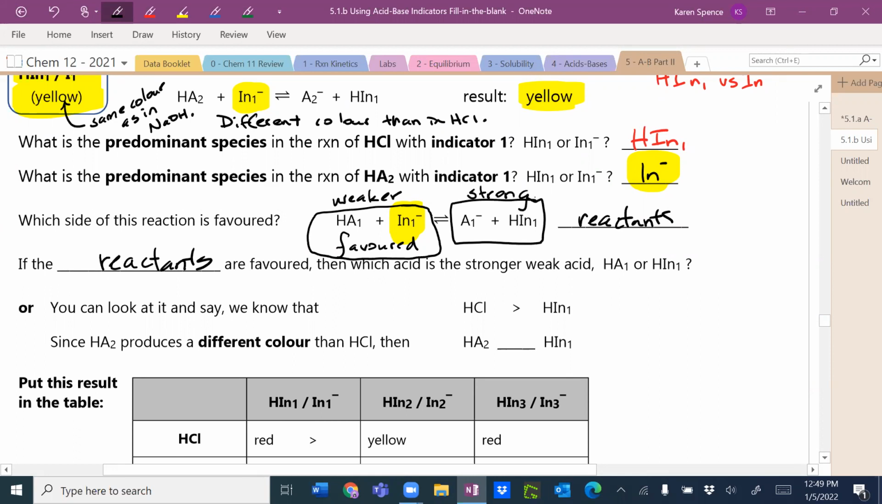Okay. So that means that out of our two acids, I need a different color here. Oh, green, that'll do. Here's acid 1, here's acid 2. Out of those two acids, HIN1 is stronger than HA2. So HA2 is the weaker of those two acids. HIN1 is the stronger of those two acids.